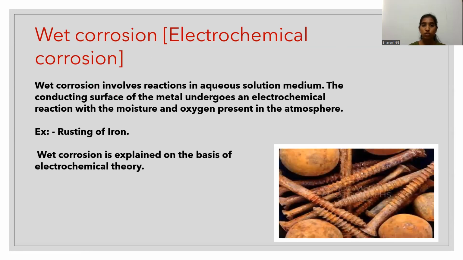Wet corrosion. It is also known as electrochemical corrosion. Wet corrosion involves reaction in aqueous solution medium. The conducting surface of the metal undergoes an electrochemical reaction with the moisture and oxygen present in the atmosphere. Example: rusting of iron. Wet corrosion is explained on the basis of electrochemical theory.